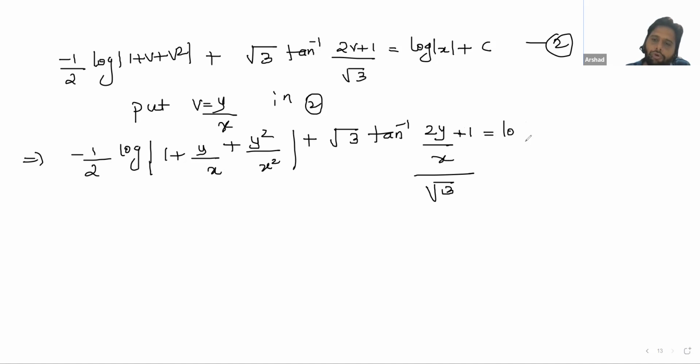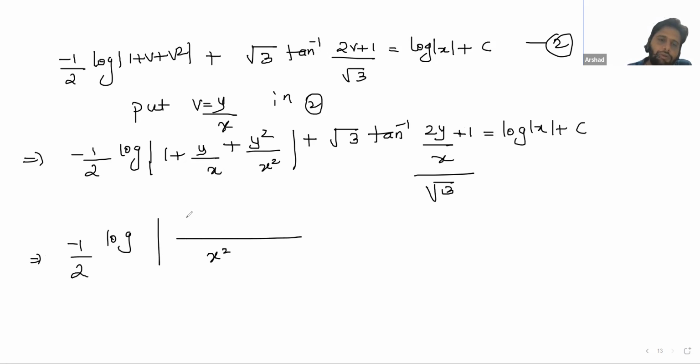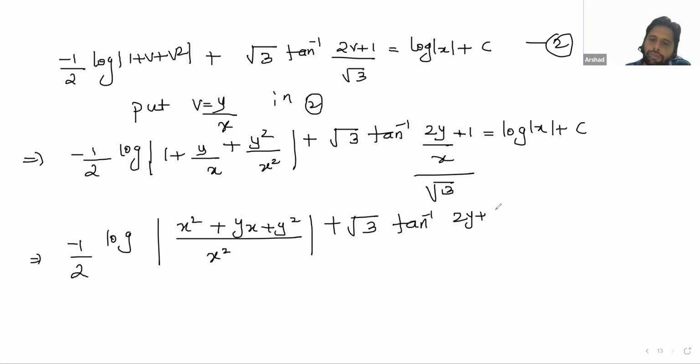Is equal to log mod x plus c. Solve this, minus 1 by 2 log. Okay, take the LCM, try to simplify this x square. So it is x square plus yx plus y square plus root 3 tan inverse. Here you will get 2y plus x by root 3x is equal to log mod x plus c. Okay.